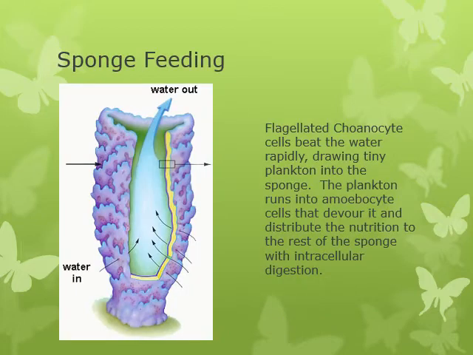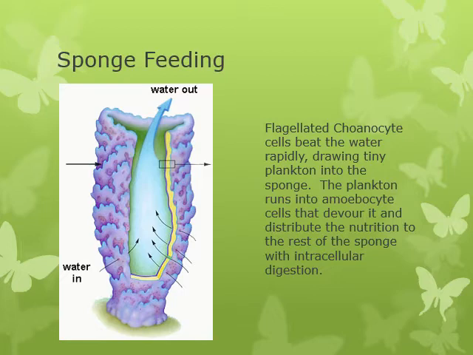So sponges have flagellated choanocytes. So these are like those choanoflagellates. Those choanocyte cells that look just like choanoflagellates beat their flagella, and they're talking back and forth to each other in one direction. And that causes water to flow into the sponge. The plankton that are being pulled in with that water current are caught by cells called amoebocytes. These are like little cells that act like amoebas.